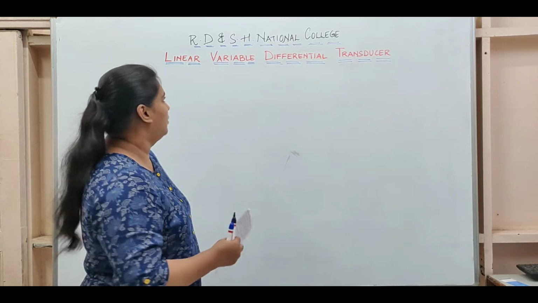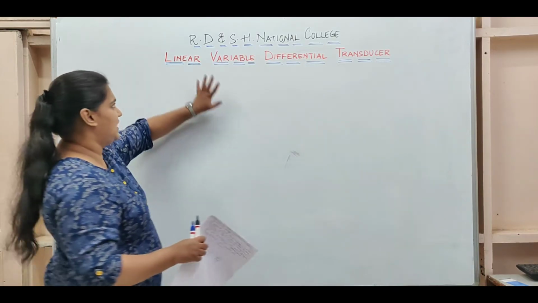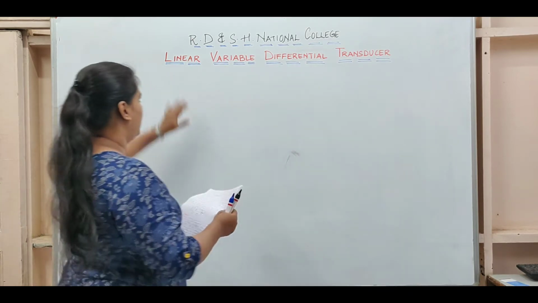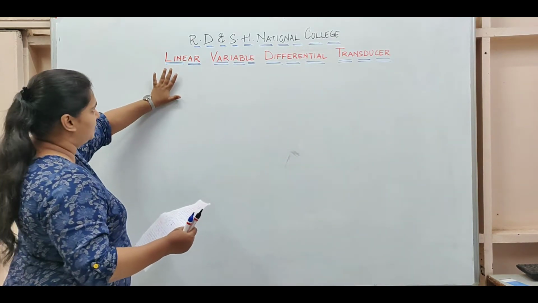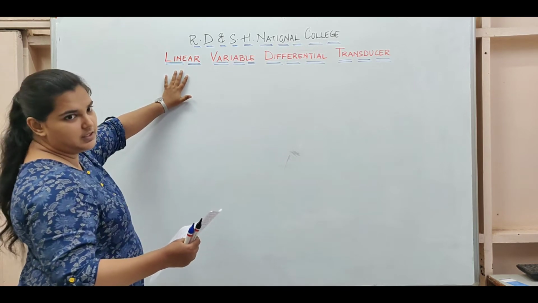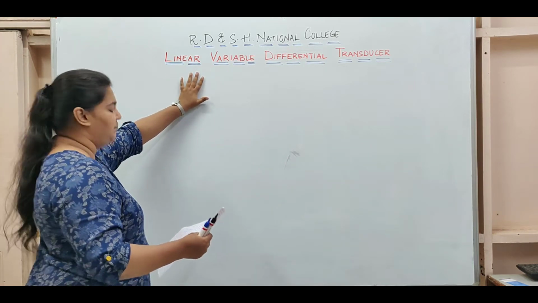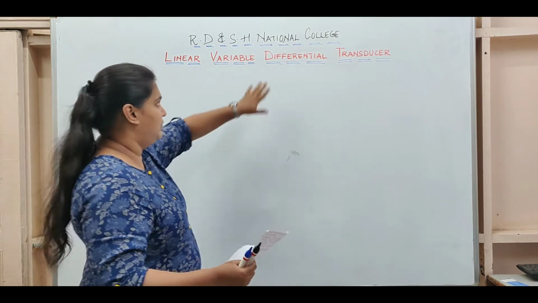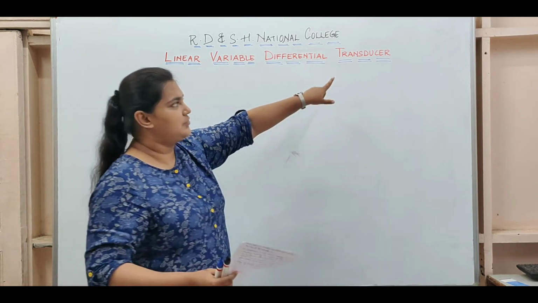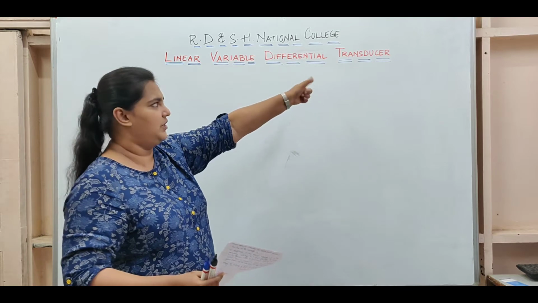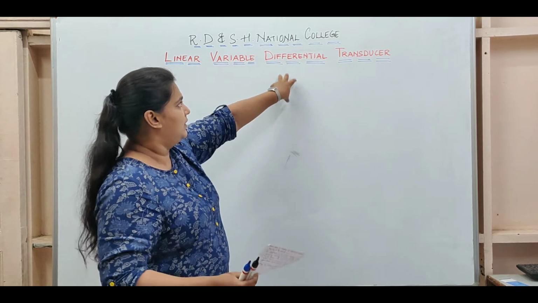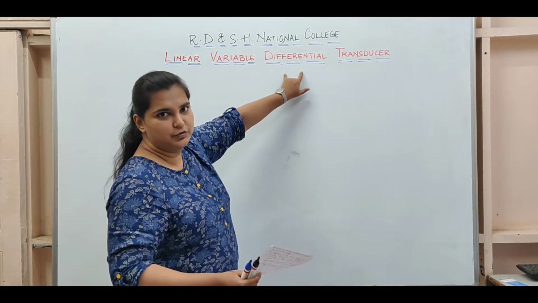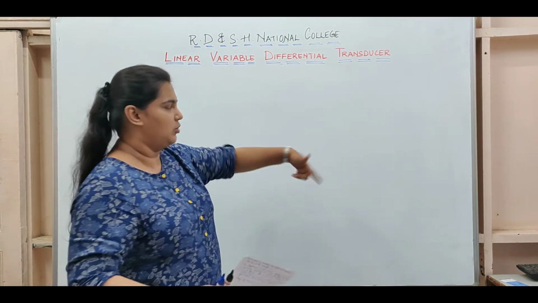Hello all. Our topic for today is LVDT, which stands for Linear Variable Differential Transducer. Linear because it converts linear displacement into electrical signals. Variable because the distance can be varied. Differential because the output voltage is found by finding the difference between the two coils, which I'll be talking of.